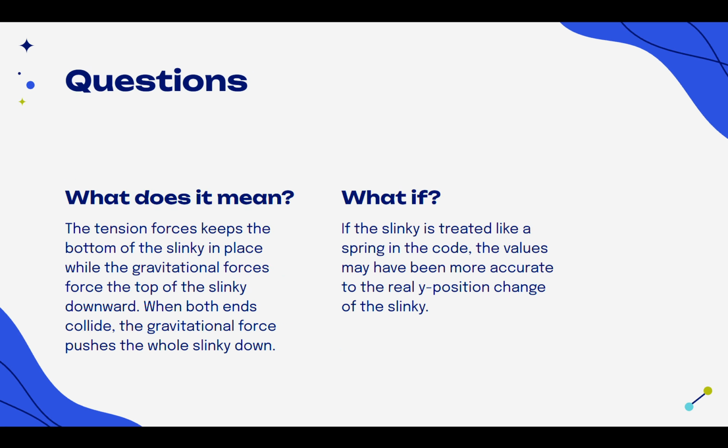So again, for the what-does-it-mean question, the question that I chose is that the tension force keeps the bottom of the slinky in place, while the gravitational force pulls the top of the slinky downward. When both collide, the gravitational force pushes the whole slinky down. For the what-if question, what if the slinky is treated like a spring in the code, the values may have been more accurate to the real y position change of the slinky.